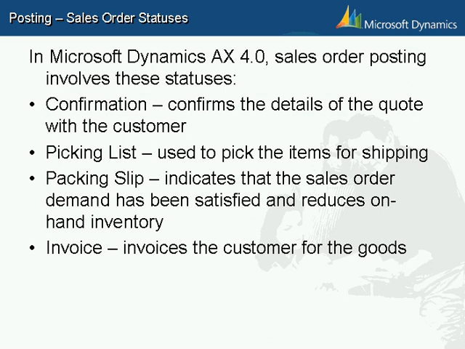So in Microsoft Dynamics, the form sales order posting involves these statuses. Confirmation confirms the details of an order with a customer. Picking list used to pick the items for shipping. Packing slip indicates that the sales order demand has been satisfied and reduced on hand inventory. Invoice invoices the customer for the goods.